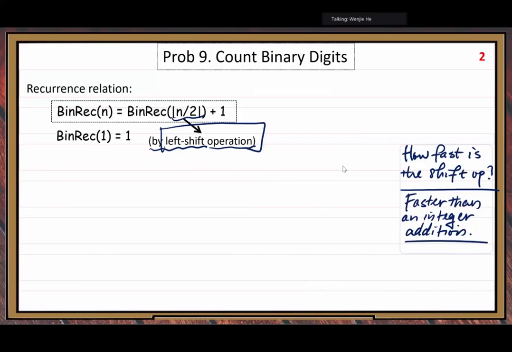We know integer addition in the CPU is already very fast, right? Because integer multiplication is much slower than integer addition, 10 times slower. And integer division is 40 times slower than integer addition. Regular division, comparing with integer addition, is 40 times slower. That's how slow it is.